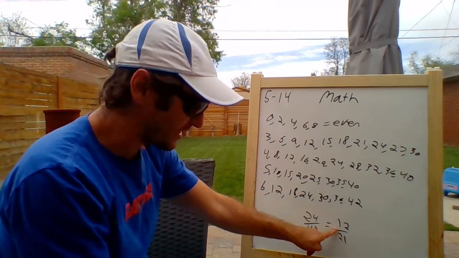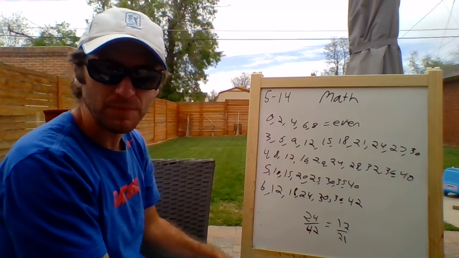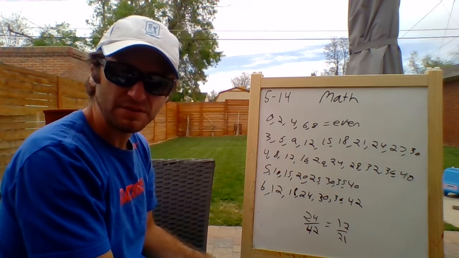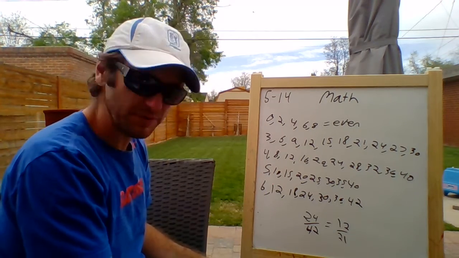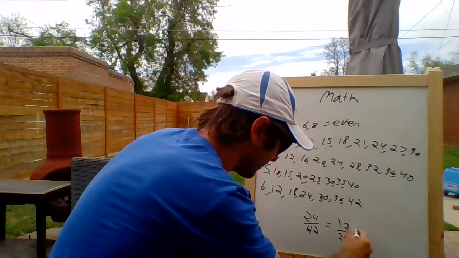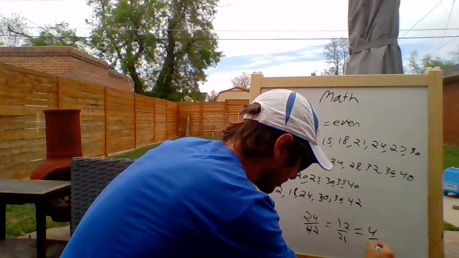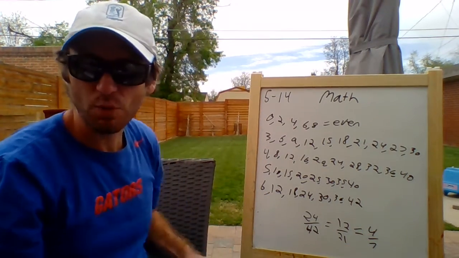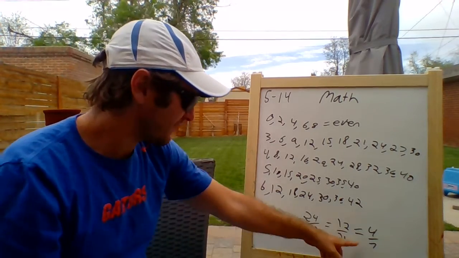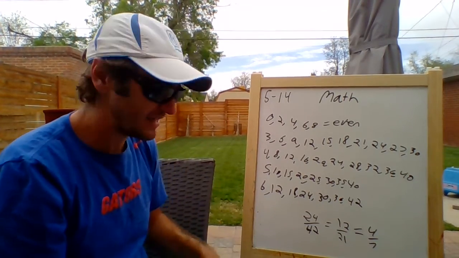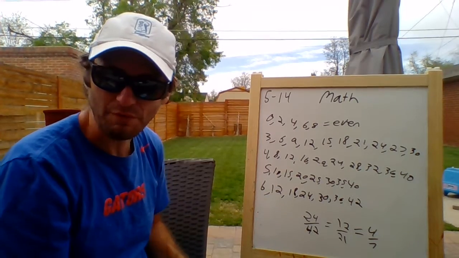So, again, I've got 12 over 21. Let me think back to my 3's. Well, see, doesn't work for 6, but how about a 3? 3 goes into 12 and 3 goes into 21. 4 over 7. So we have to work multiple steps to get there, but no big deal. And we're left with 4 over 7 is how we can simplify 24 over 42.